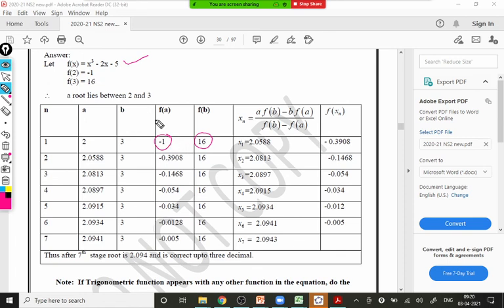So f of 2 is -1, f of 3 is 16. And here we have the formula then. This is a, b, which are 2 and 3. A is 2, b is 3, f of a is this, f of b is that. You have to replace all these values in this formula now. So like a f of b minus b f of a upon f of b minus f of a.